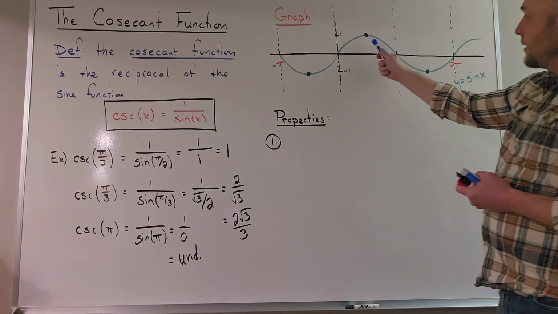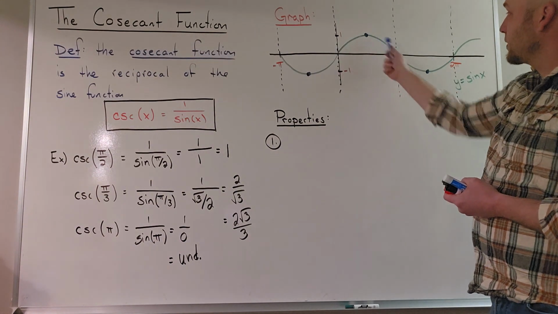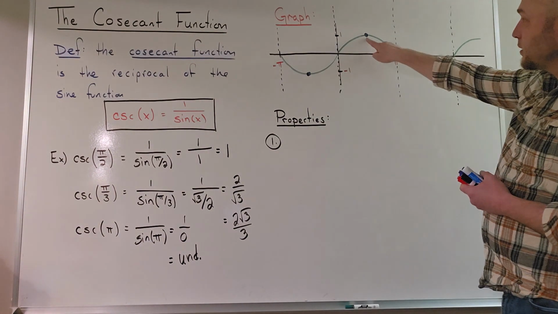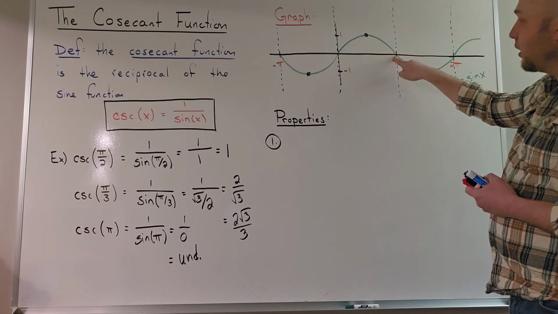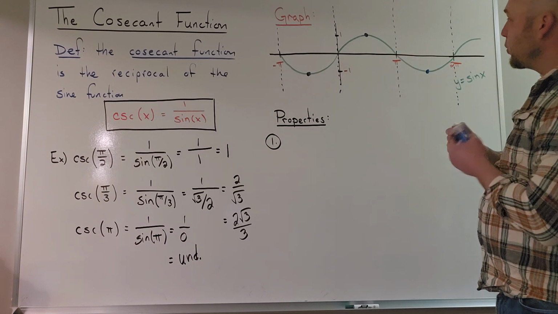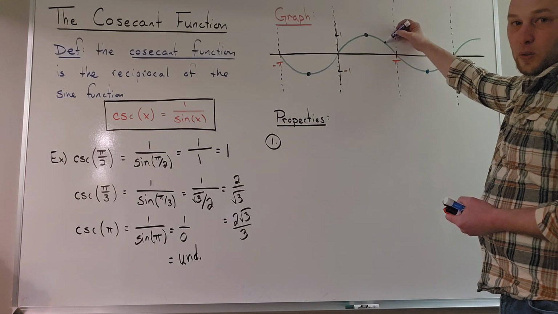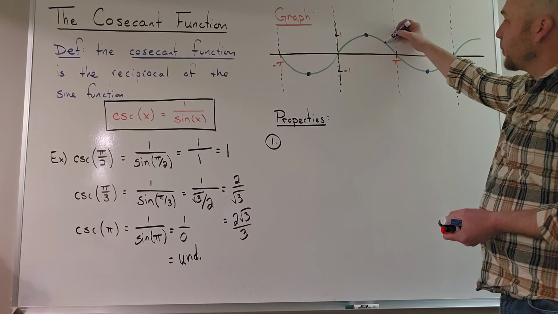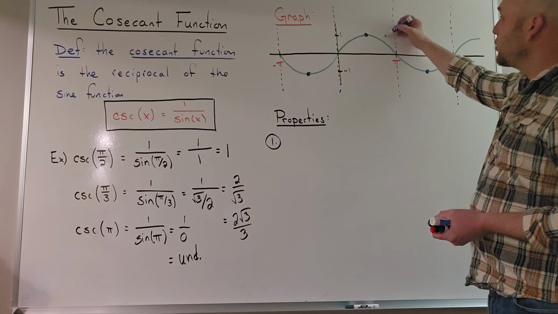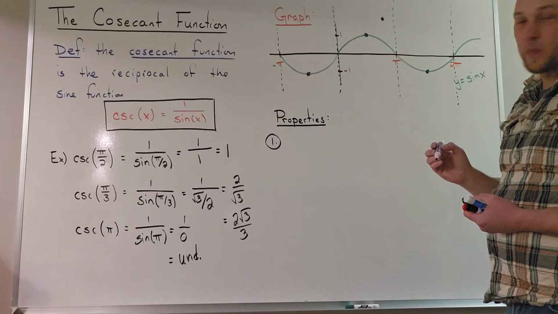Now let's highlight in between this maximum value and this intercept of the sine function. I know that this has a y value of 1. I know that this has a y value of 0. That means that somewhere in between here, approximately, let's say here, the y value is going to be 1/2, right? So if I take the reciprocal of 1/2, of course, that gives me a 2. And that would give me a point on the cosecant.